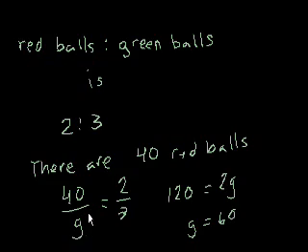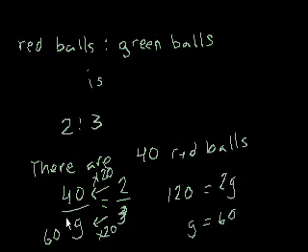And there's an easier way of doing this kind of in your head, and this is the algebraic way that will always work. But you could also just say, this is a 3 down here. You can also say, well, to get from 2 to 40, you have to multiply by 20. So to get from 3 to g, I'm also going to multiply by 20. And so 3 times 20 is 60. That's another way to do it.